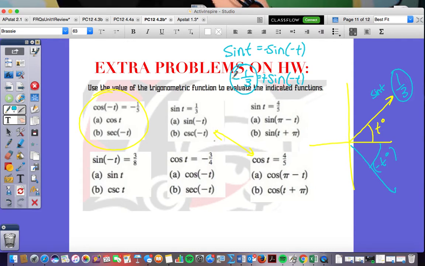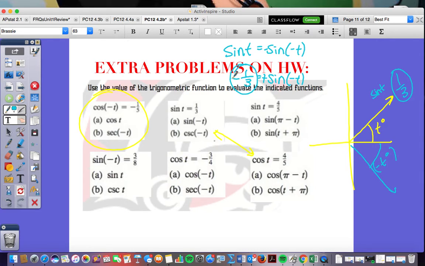Yes, nicely done. Good, good, good. The same thing, exactly. Once I find sine of negative t, it's just the reciprocal of that. If that was cosecant of negative t, what would cosecant of t be? Positive. What would that be? Exactly. Good, good, good. You got it.